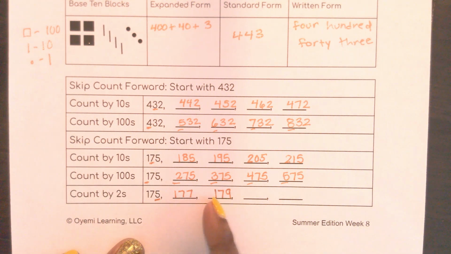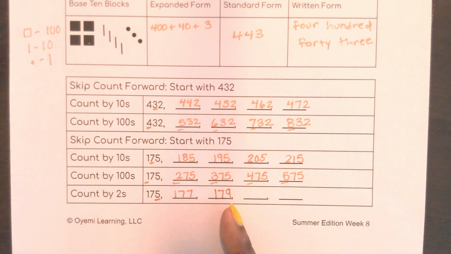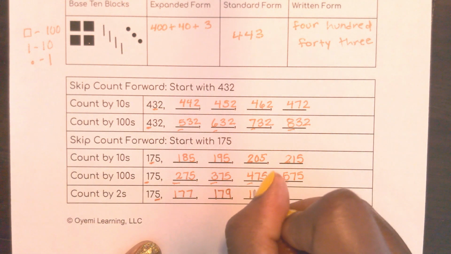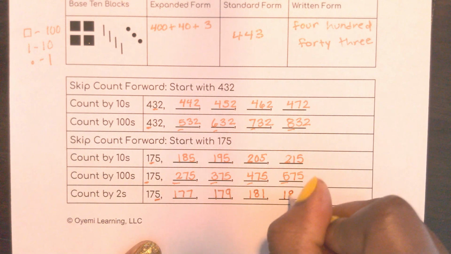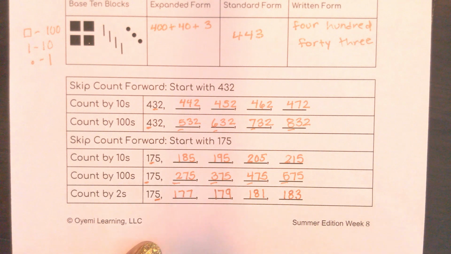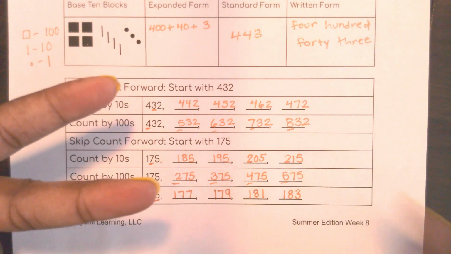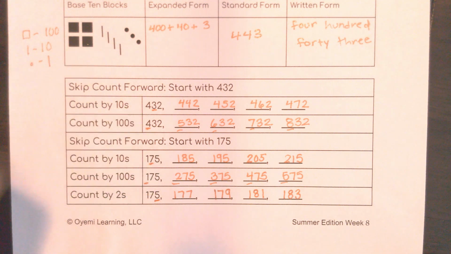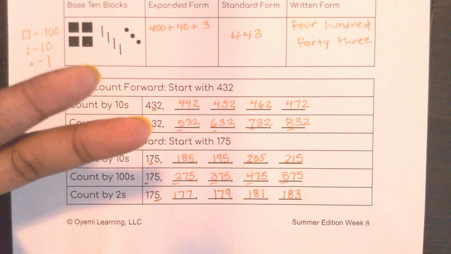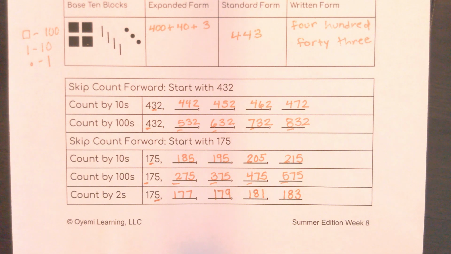Now I'm going to move into the next 10. Because if I have 179 and I add 2 more, I would end up at 181. And if I added 2 more again, I would end up at 183. Skip counting by 2s is not difficult at all. You could always just use your 2 fingers and just count 175, 176, 177, 178, 179. You could just count up by 2.